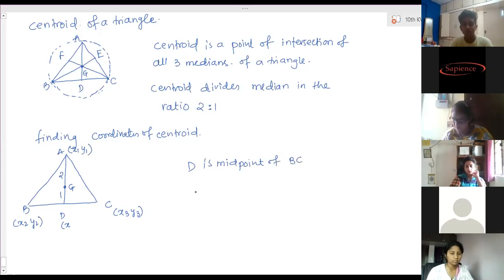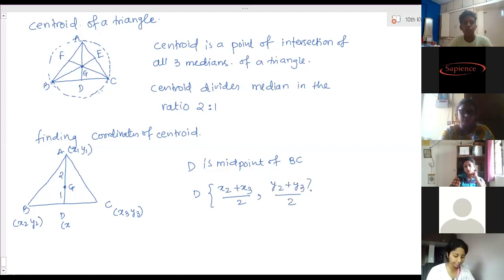So what are the coordinates of D? x2 plus x3 by 2, and y2 plus y3 by 2. So D is (x2 plus x3 by 2, y2 plus y3 by 2). Now we know that G is the point which divides AD in the ratio 2:1. So by that formula, find the coordinates of G.